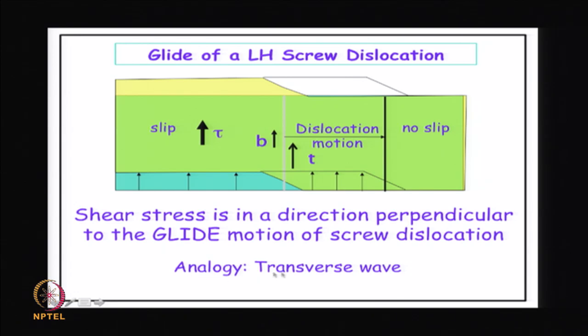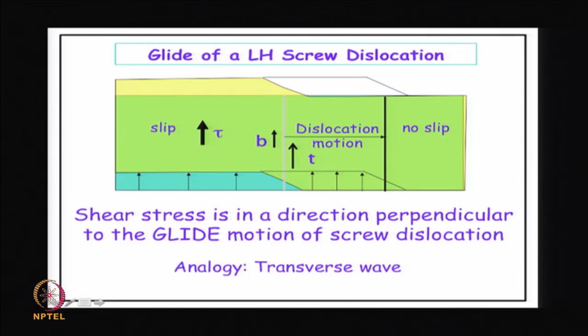An analogy sometimes is given of a transverse wave, in which you know that the wave propagation is in one direction, which is perpendicular to the direction of actual motion of atoms. So, similarly, here the actual motion of atom is in this direction, but the motion of the dislocation is in a direction perpendicular to the actual motion of atoms.